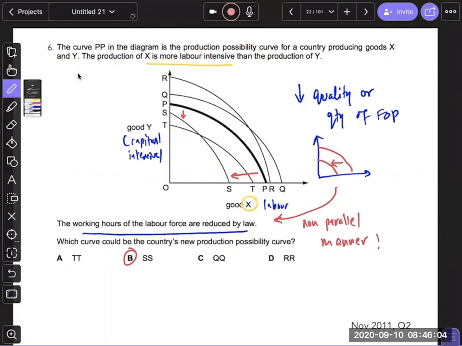If they were both labor intensive, then there would be an equal fall. But because one is labor intensive and one is not, that's why it's more like this kind of a fall.